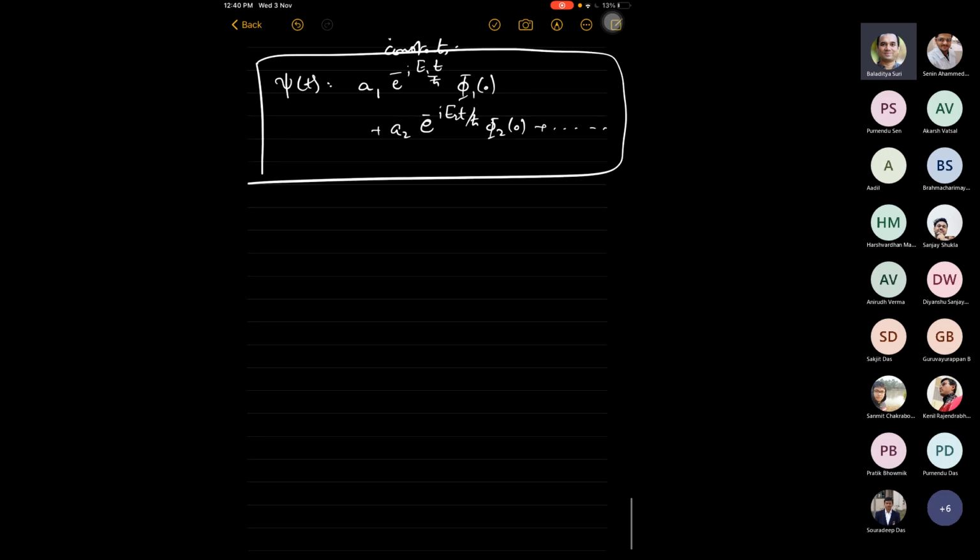For example, let's consider a particular example where H is H naught plus some V of t, where V is now a time dependent potential. Then this is the total H, H naught plus V of t. How do you solve this problem? So you usually write i h cross del psi by del t equal to H psi.